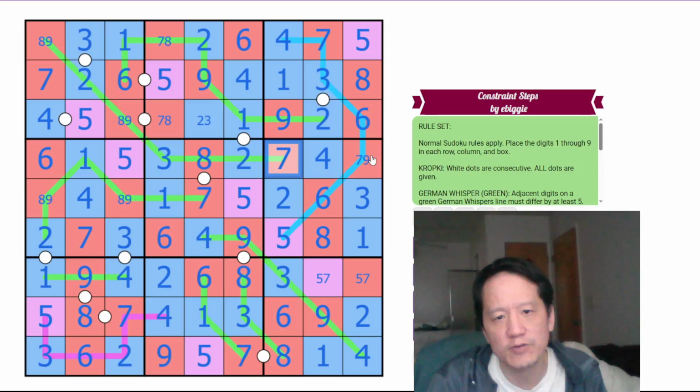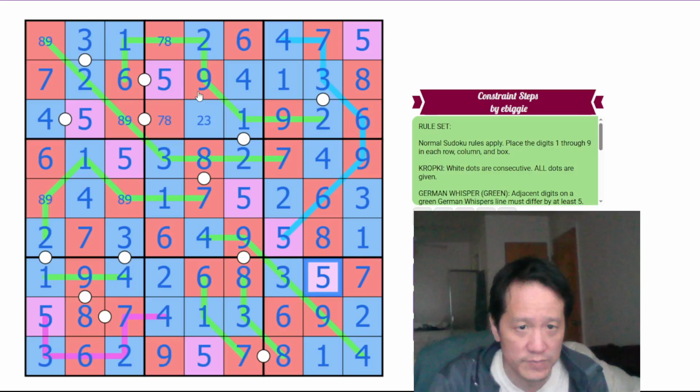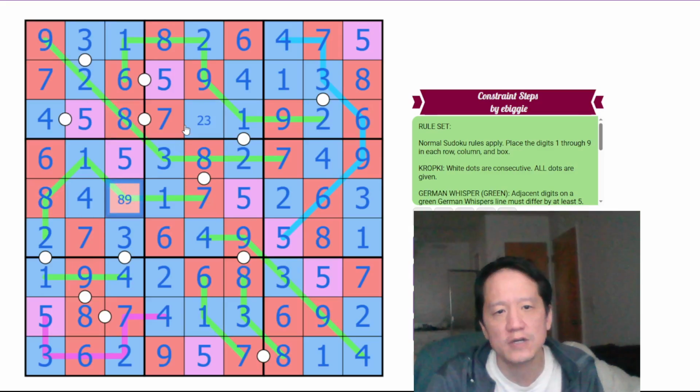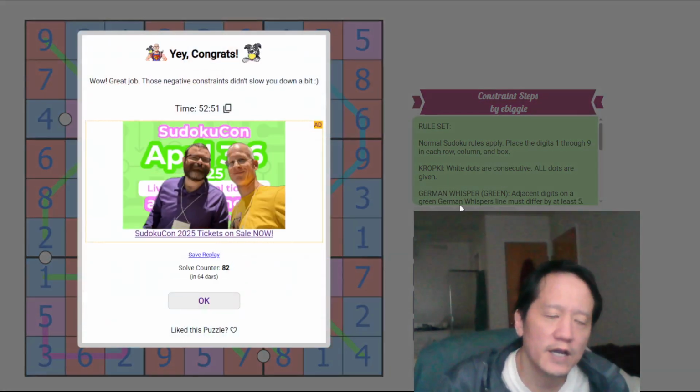That makes that 9, which makes that 7, which makes that 9. This has to be 7. This is 5. This can't be 7, so this is 8, which makes that 7, which makes that 8, which makes that 9. That makes that 8 by normal Sudoku. This has to be a 3, and this is a 9. And that's how you solve it.